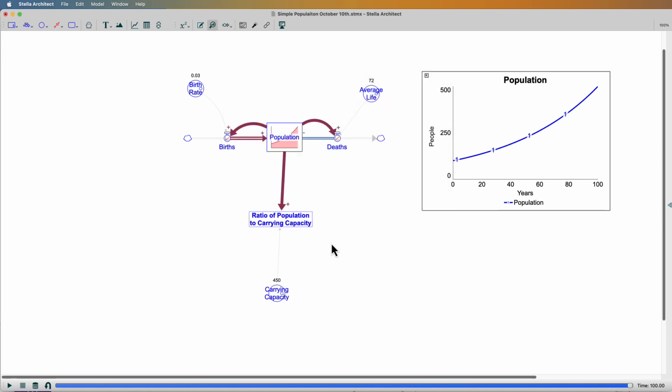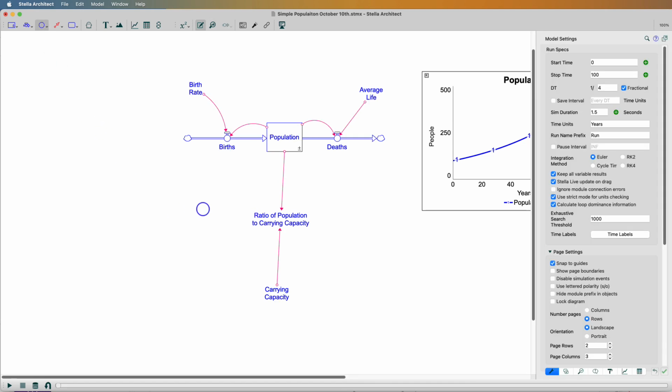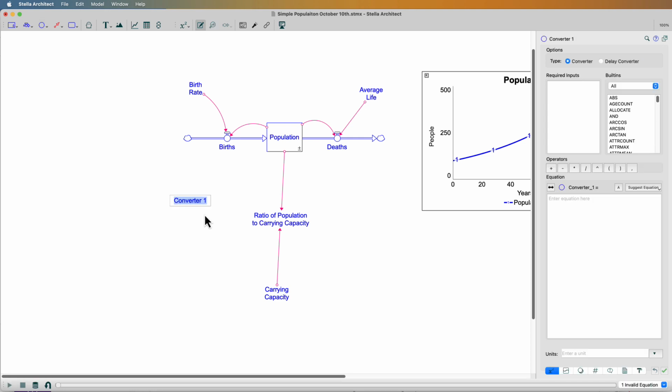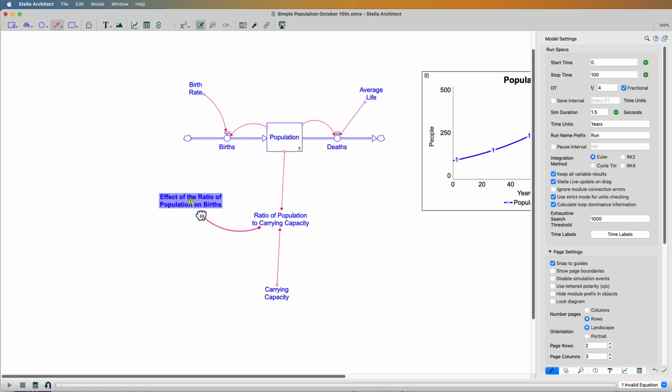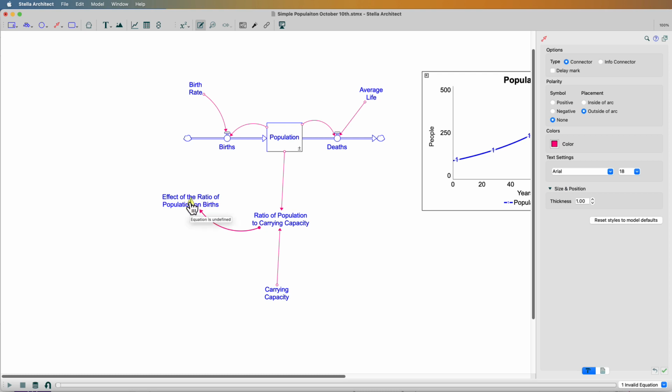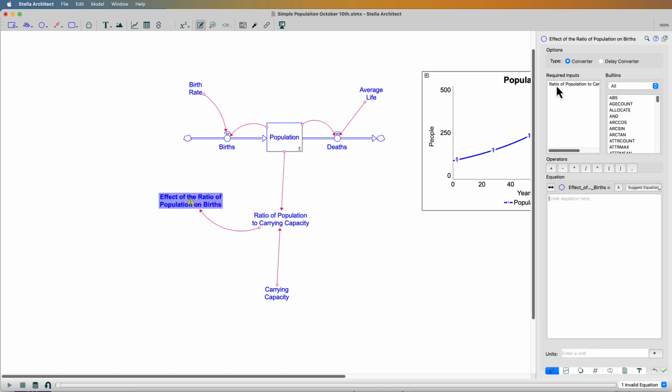So I'll close that. And now what I want to do is add some feedback. And the idea that as I'm reaching my carrying capacity, this ratio could have an effect on births. And I'm going to add a variable in here, and this is going to be a nonlinearity. And I'm going to name this the effect of the ratio population on births. I'll go up to my connector, and I'm just going to connect my ratio to this. And the ratio is the only thing coming in. This will be a nonlinearity. I'm going to click on ratio and put it in my required inputs. There's only that ratio coming in, so this should be dimensionless.